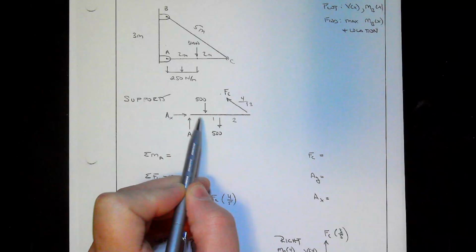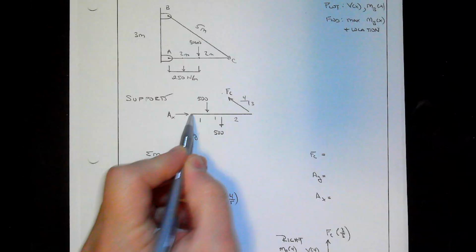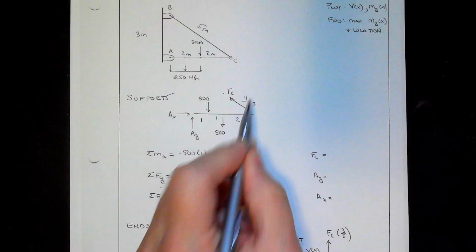And what we're asked to find is, for this beam AC, the shear as a function of x, the bending moment as a function of x, and the maximum bending moment and its location along here. This is our usual problem statement. Here's the free body diagram.